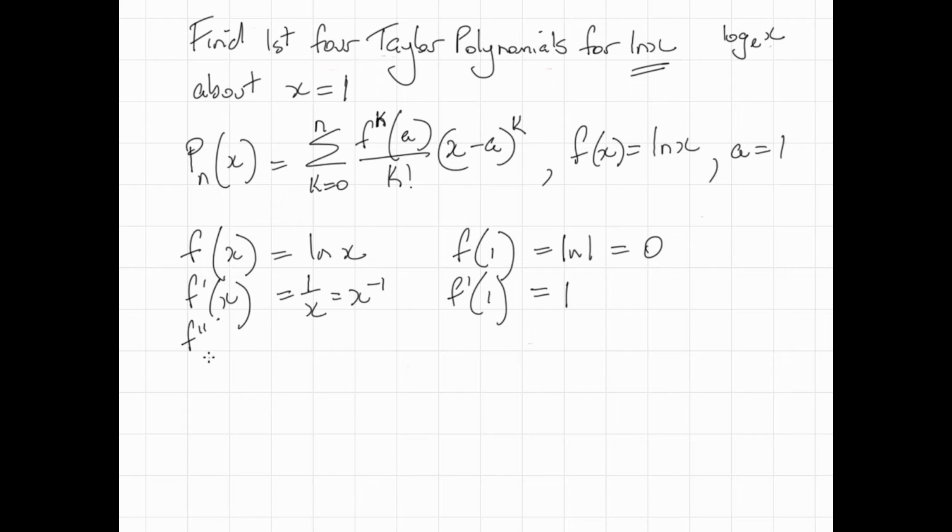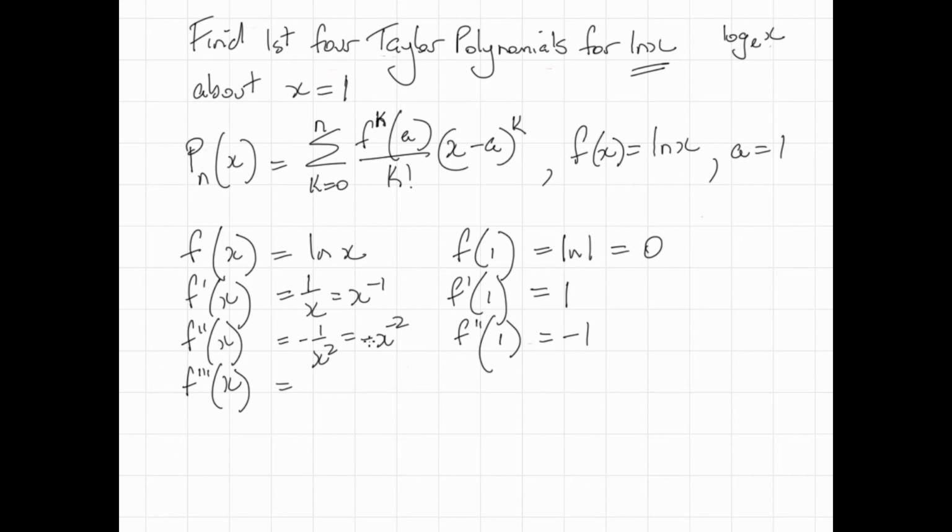The second derivative is the derivative of the first derivative. What is the derivative of x to the minus 1? The minus comes down, and then you take 1 off the power, so it'll be minus x to the minus 2. That's minus 1 over x squared, and you might like to write it like that as well. And the second derivative with 1 in there is just equal to negative 1.